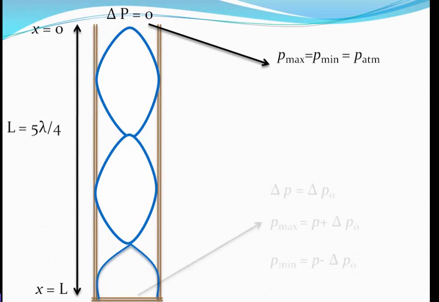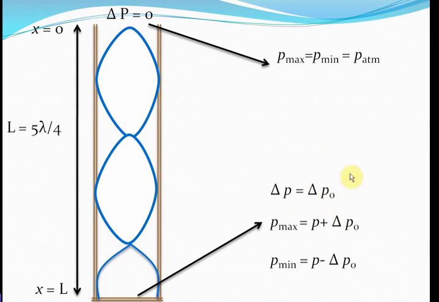And if delta P is delta P naught, clearly the maximum pressure at this end will be the average pressure given, the mean pressure given, plus delta P naught, and the minimum pressure at this end will be the average or mean pressure given minus delta P naught. So some concepts, some basic reasoning, and there you go, this IIT problem has been solved.